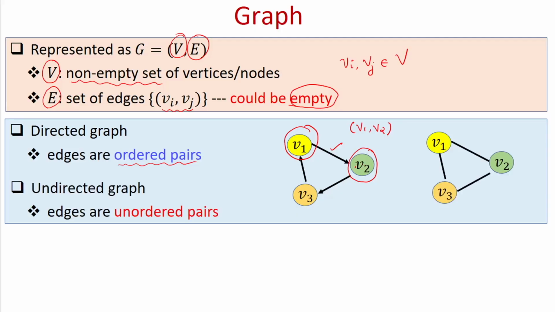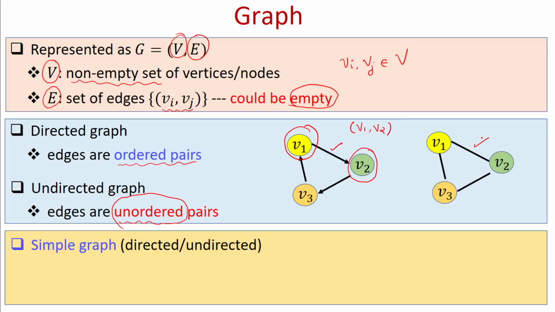Whereas if we consider undirected graphs, then the edges have no direction associated with them, which is equivalent to saying that the edges are unordered pairs. That means when I consider this edge from the vertex v1 to vertex v2, it can also be considered as an edge from v2 to v1. In that sense, the edges here are bidirectional.